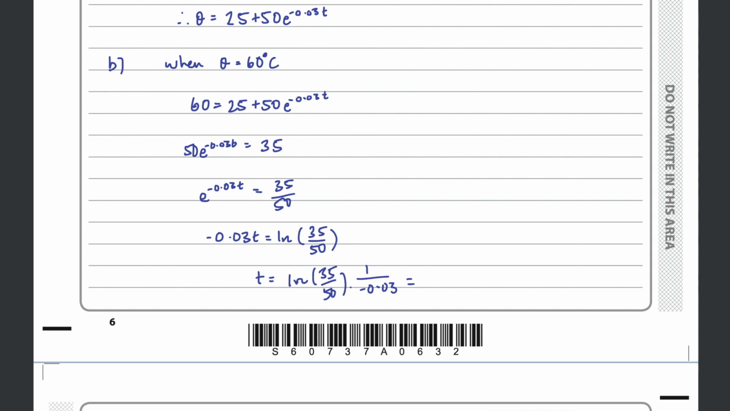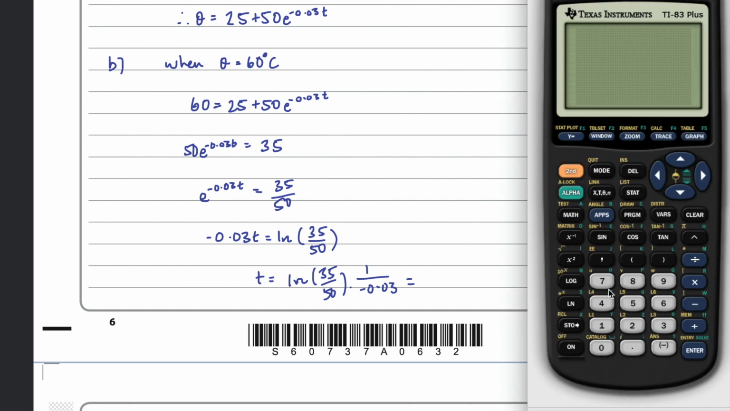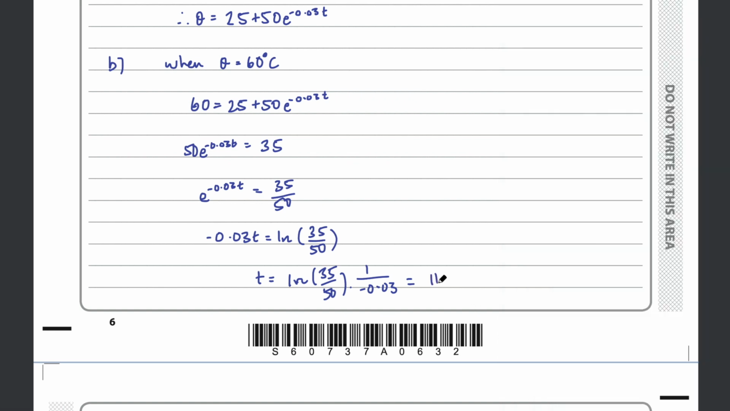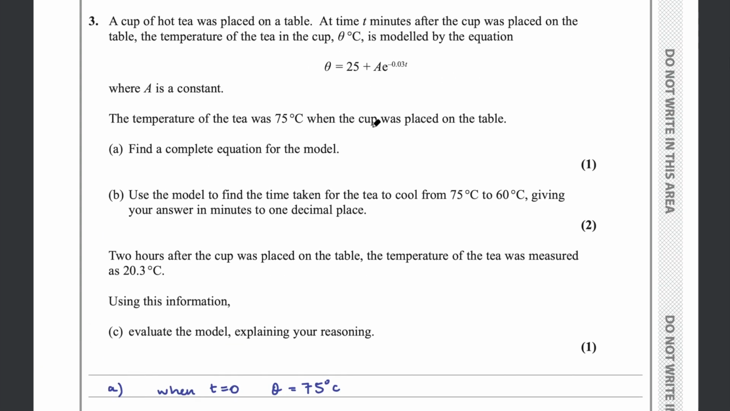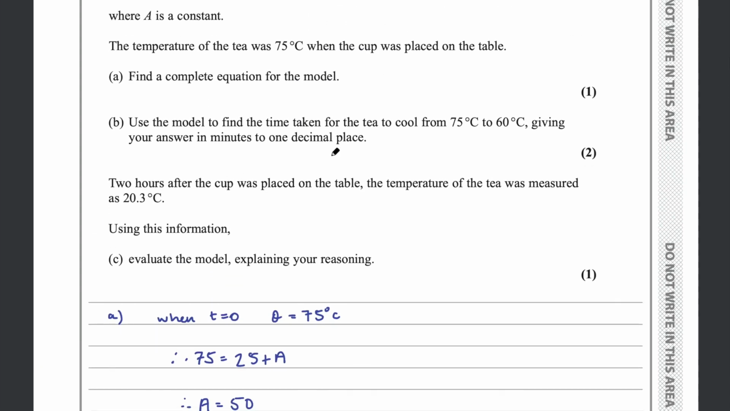Okay, and then we can just put that into a calculator. So the natural log of 35 on 50 divided by negative 0.03. And we get an answer of 11.889 approximately. And the question said to, what did it say, to one decimal place in minutes.